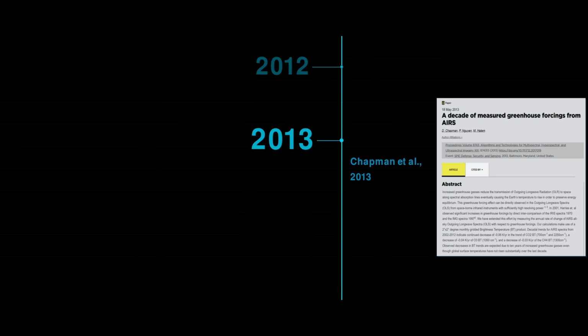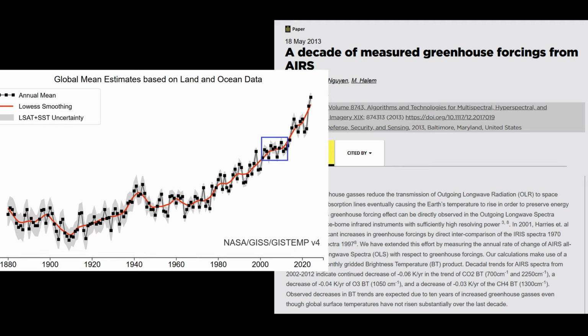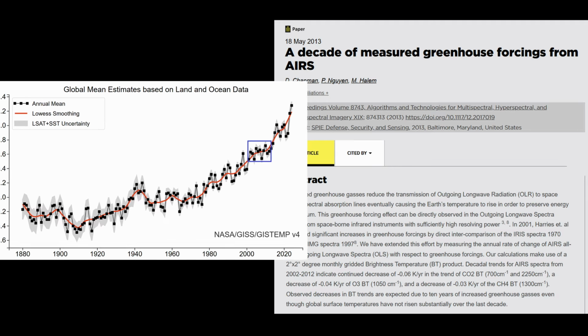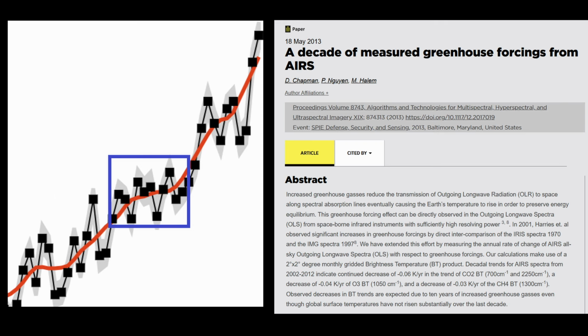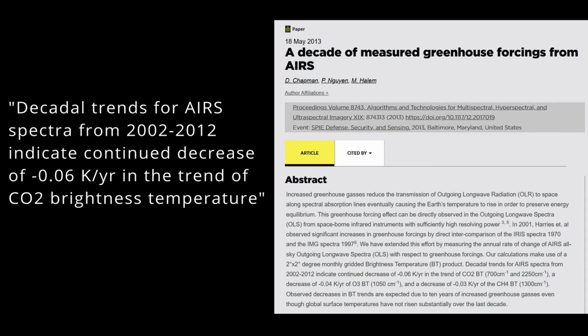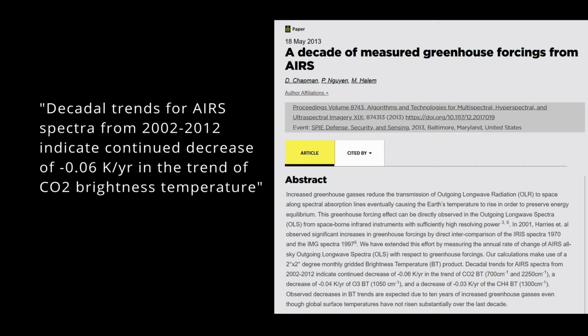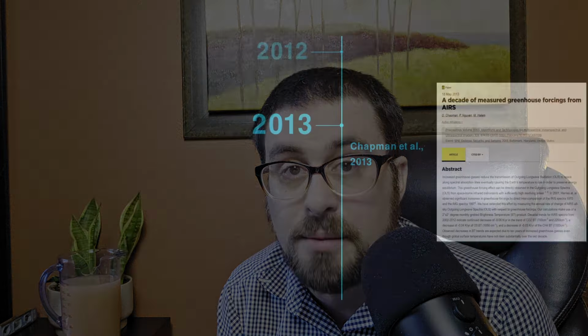Next, we have Chapman et al. 2013. This is another satellite study. It was also using the Aqua satellite, which we saw from Griggs and Harries 2007. This one was interesting because it looked at the period 2002 to 2012, which is special because the planet didn't really warm during that time. It was kind of a pause in the warming. So this allowed for an opportunity in a way to get a clean signal of the radiative forcing without a background of increasing temperatures, which also affects the infrared escaping to space.